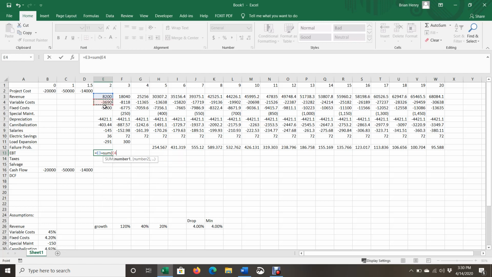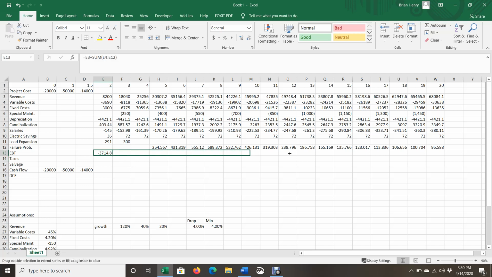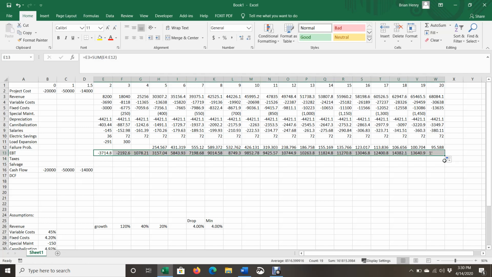Plus, so we sum all these together like that. So you basically take your revenues minus all of your costs, and that will tell you what your earnings before taxes are, right? And then when you have things like savings in there, those should be positives. They're going to reduce that negative, so don't worry about those. If you built them in right, it's fine. So there's your earnings before taxes.